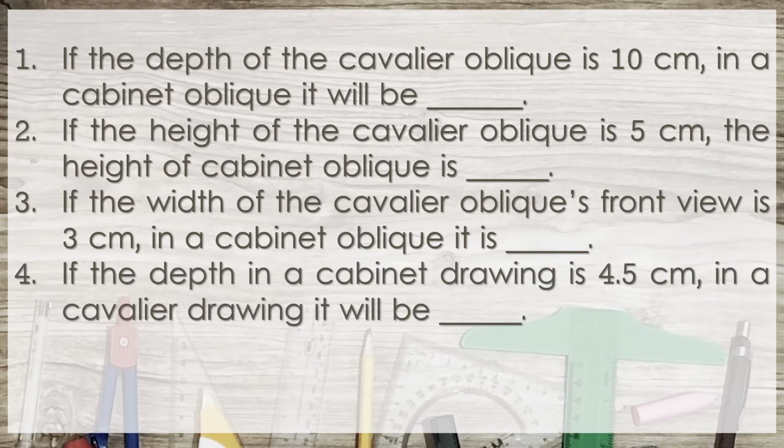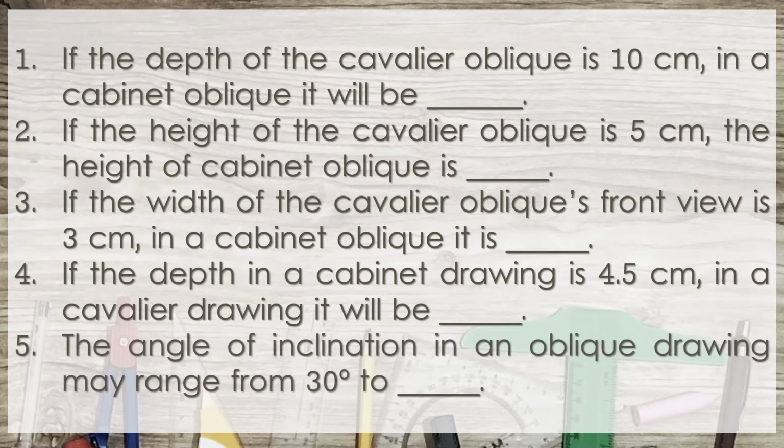Number 4. If the depth in a cabinet drawing is 4.5 centimeters, in a cavalier drawing it will be? Great! The depth in the cavalier drawing will be 9. Since cabinet drawing is drawn at 4.5 centimeters, it means that you will have to multiply it by 2 to get the size of the cavalier drawing. Number 5. The angle of inclination in an oblique drawing may range from 30 to?